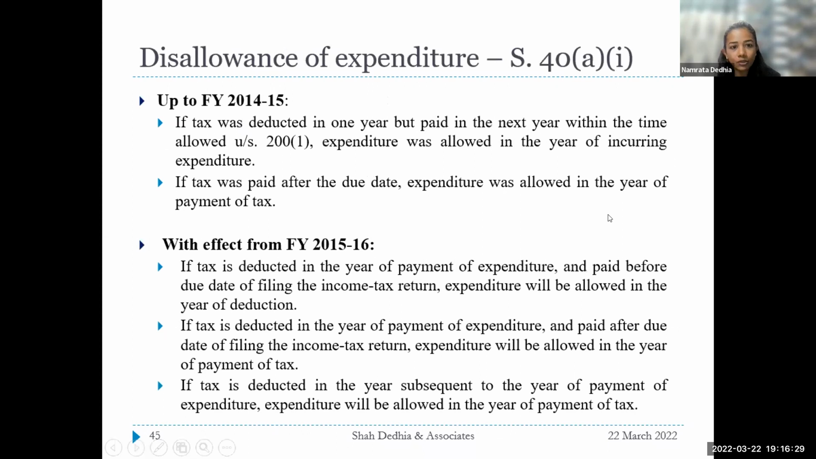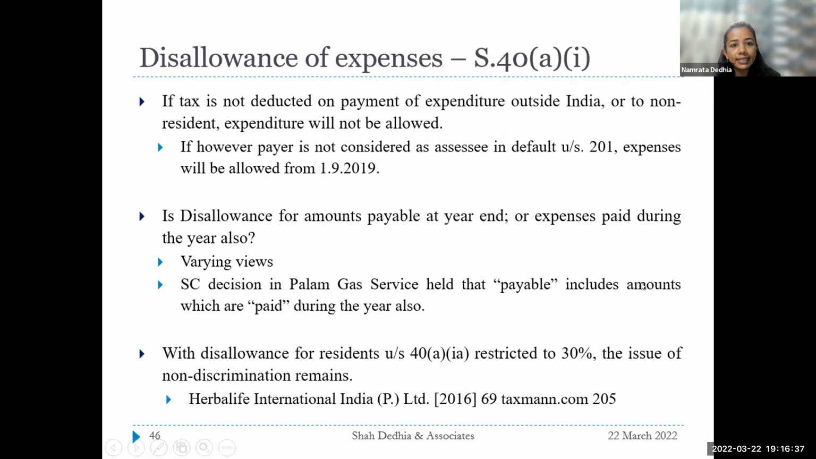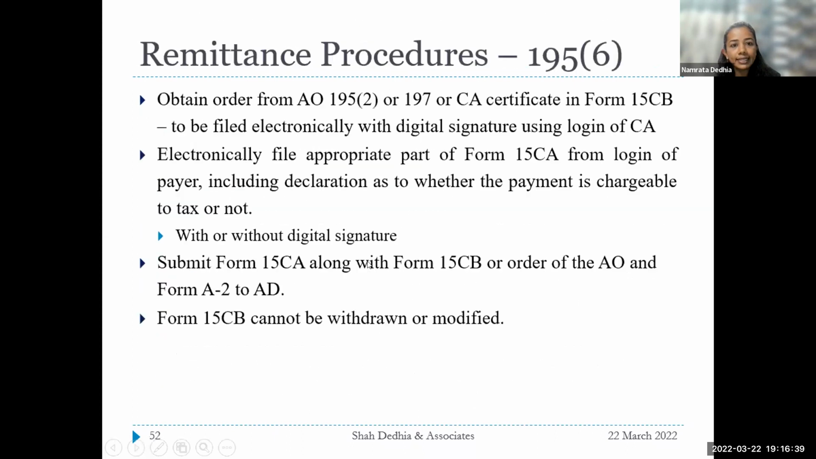Disallowances, I'm not getting into the details. Penalties, other consequences, representative assessee. 195(6) talks about submission of Form 15CA and CB. So 15CB would not be needed where you have a certificate from the AO under 195(2) or 197. Then in that case, based on the AO certificate or order, you can file 15CA and submit the same to the bank. In other cases, 15CB is issued by the CA, and based on that 15CA.